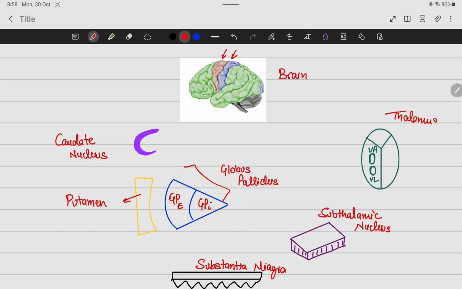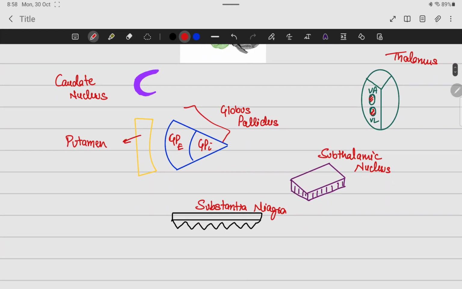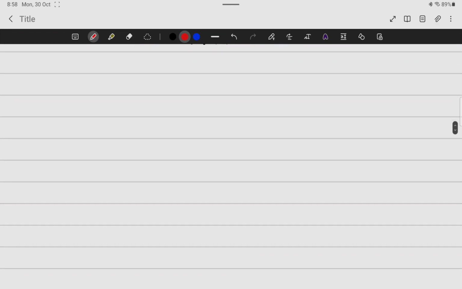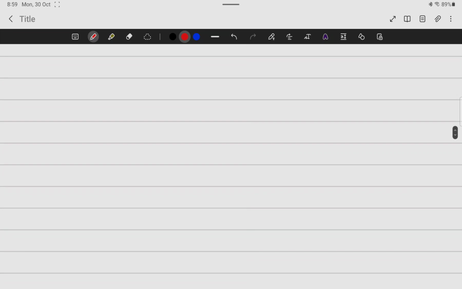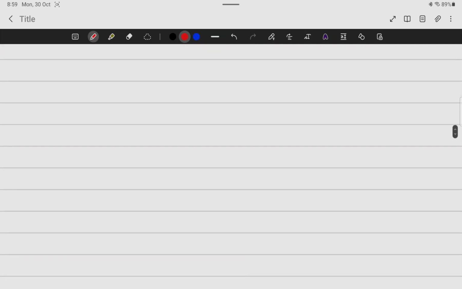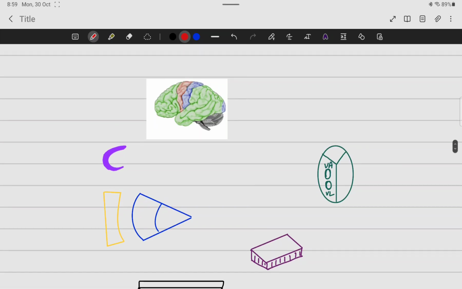And within the thalamus right now we are concerned with these two nuclei, your ventral anterior and ventral lateral nucleus. Now let's talk about some of the circuits which are involved with regulating the movements of the body, which involve basal ganglia. So first let's talk about the first pathway, that is the pathway number 1. It is also called your direct pathway, and let's see how it works.